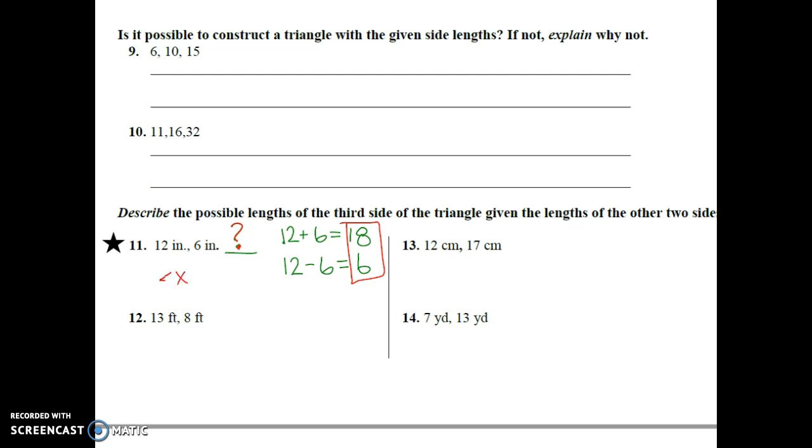So the shortest way to write that is in a mathematical sentence. That x will be between 6 and 18. But if you're not comfortable with that, you can write it as a sentence in words. The third side is between 6 inches and 18 inches. Whichever way you like, you can write it mathematically or as a sentence.